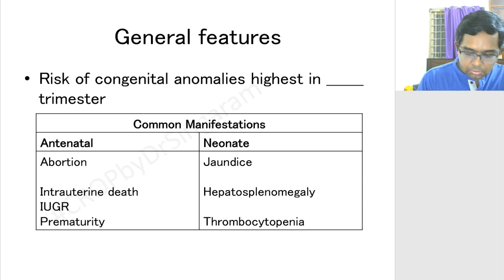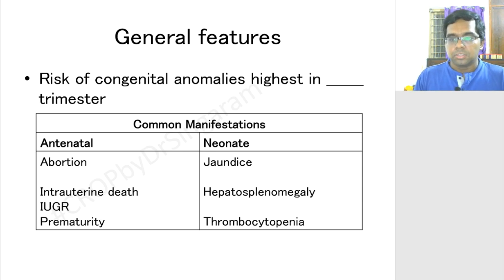Okay, so let us look at some general features of this TORCH infection. Now there is a specific set of features, as you all must be knowing, but what I am going to tell you is general to every infection. There will be some exceptions as we will be discussing, but these are the general things you need to remember. The risk of congenital anomalies. Always remember, a problem with a TORCH infection is the occurrence of congenital anomalies in the baby, right?